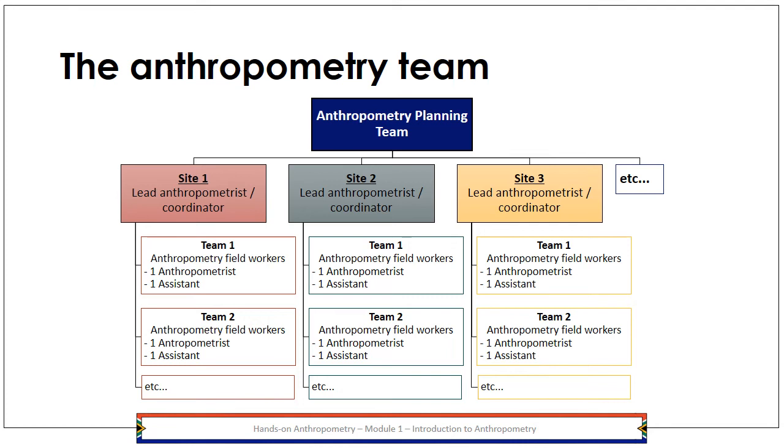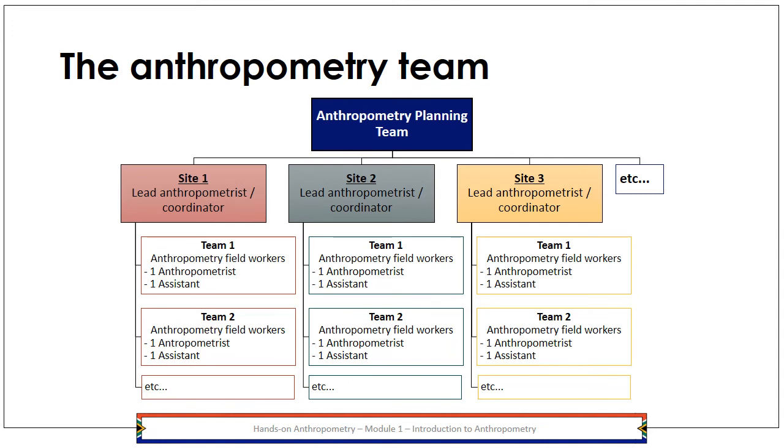Each study site has a site coordinator or lead anthropometrist who oversees the anthropometry field workers for all the teams at their study site. The site coordinators are responsible for training the anthropometry field workers at their sites, for assessing their measurement techniques, and for managing their day-to-day activities.